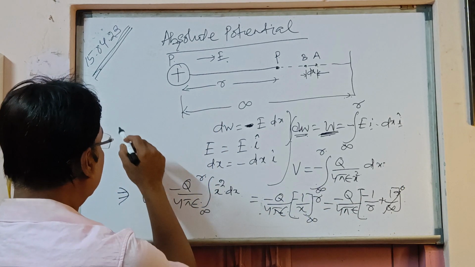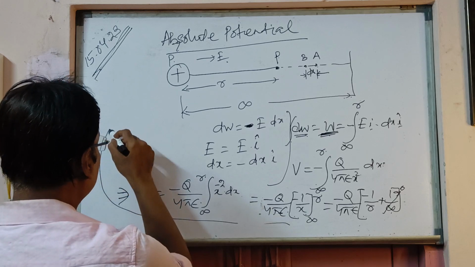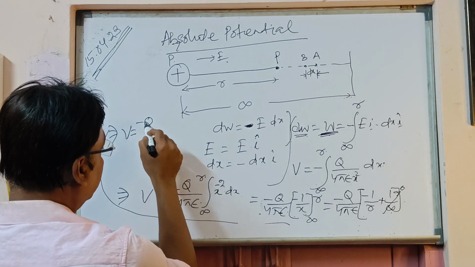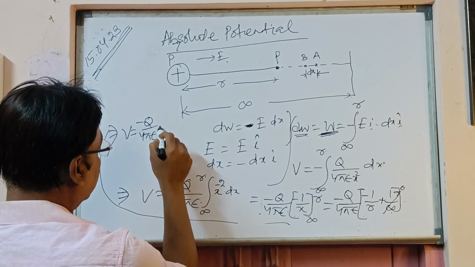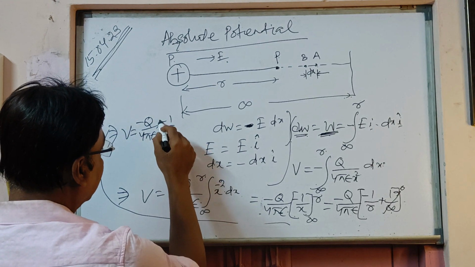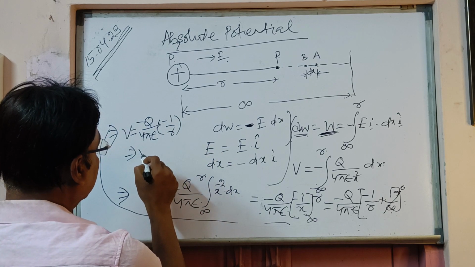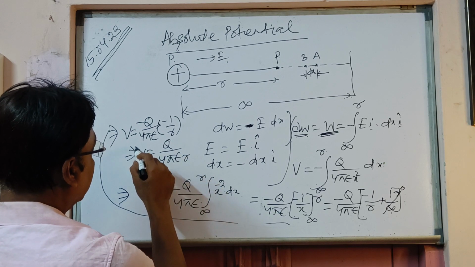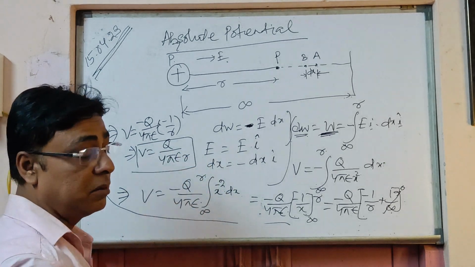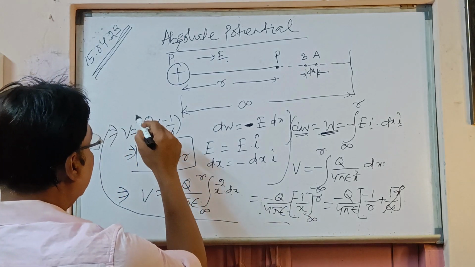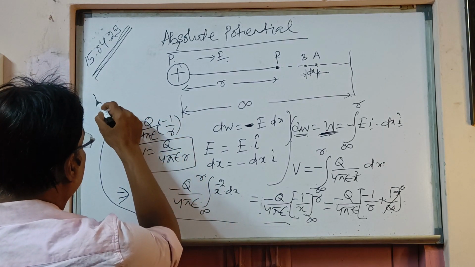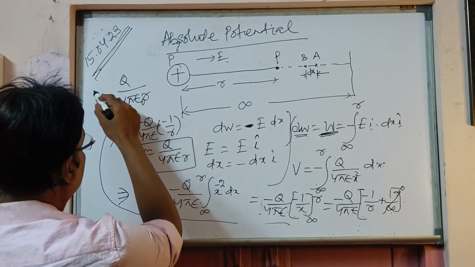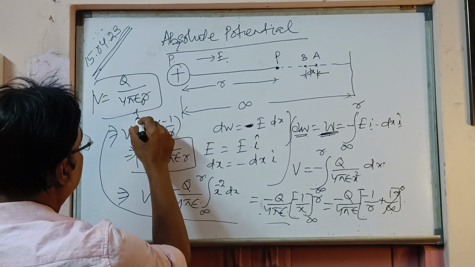So that gives V is equal to minus Q by 4 pi epsilon into minus 1 by R. So V is equal to Q by 4 pi epsilon R, where epsilon is the absolute permittivity, and for free space we can write V is equal to Q by 4 pi epsilon 0 R. This one is for free space.